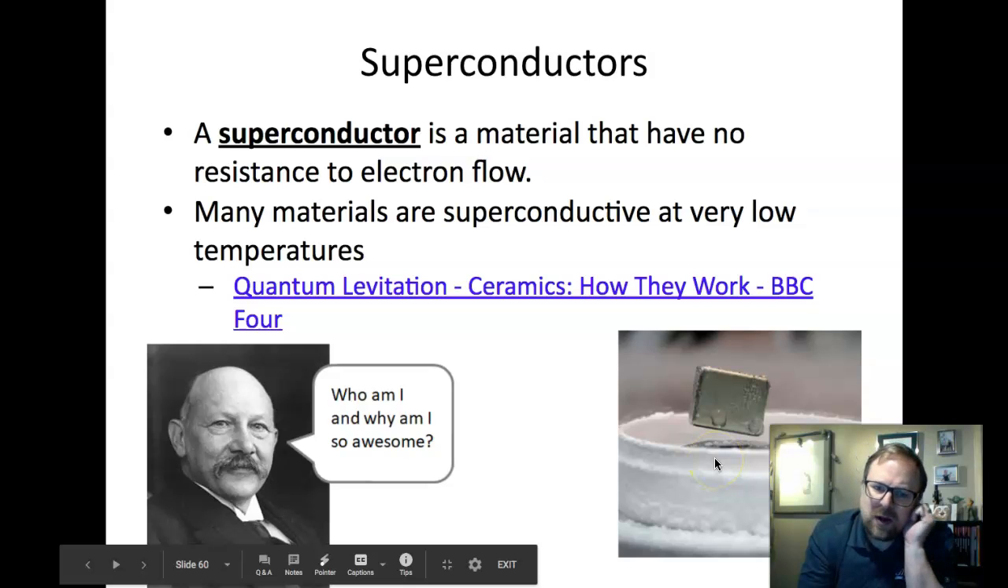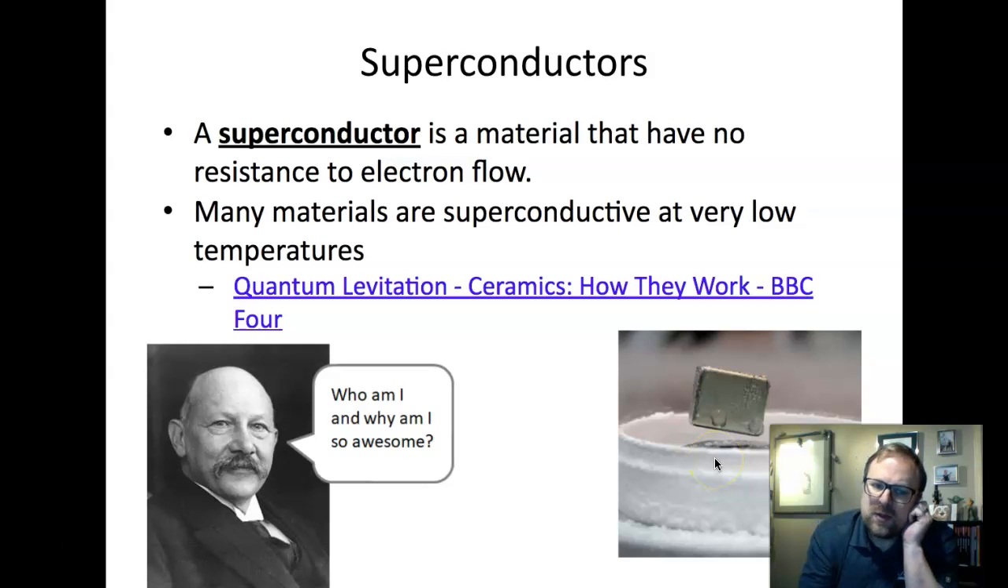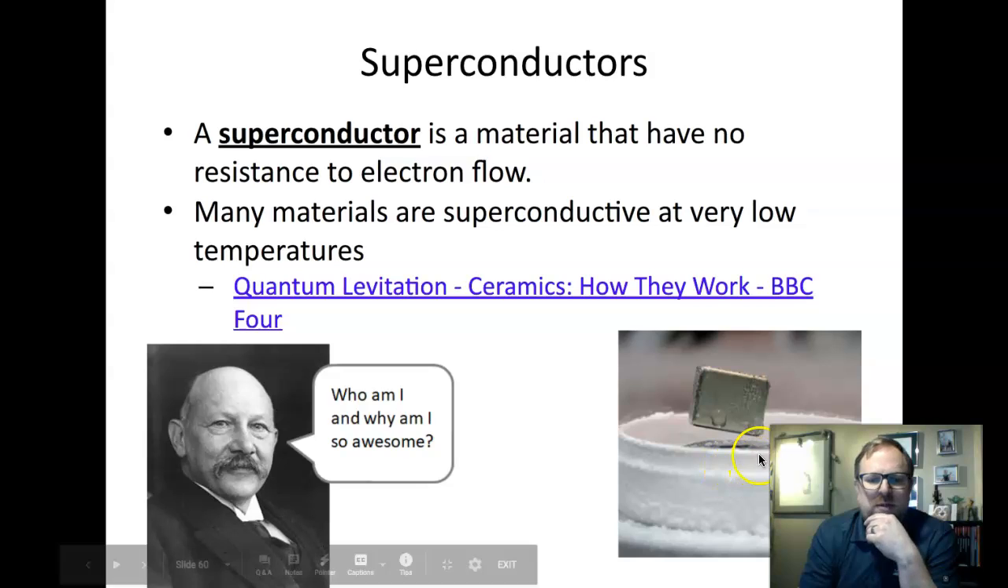So that leads us into talking about a superconductor then. Superconductors are materials that have no resistance, or such a tiny amount we can barely measure it, to electron flow. And many materials are superconductive when they're experiencing very, very low temperatures.